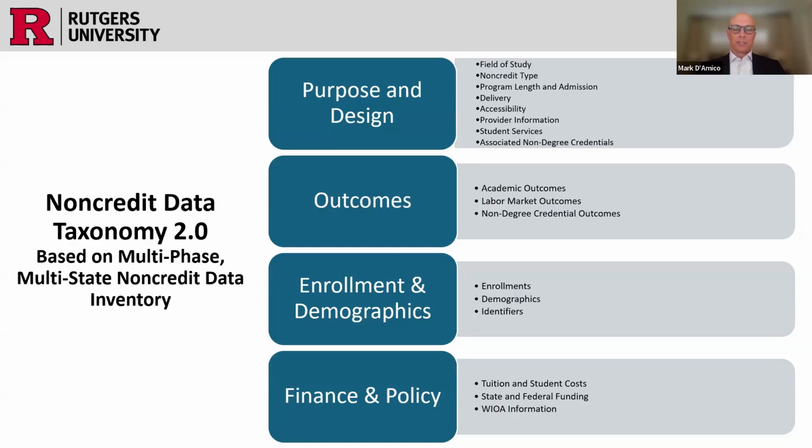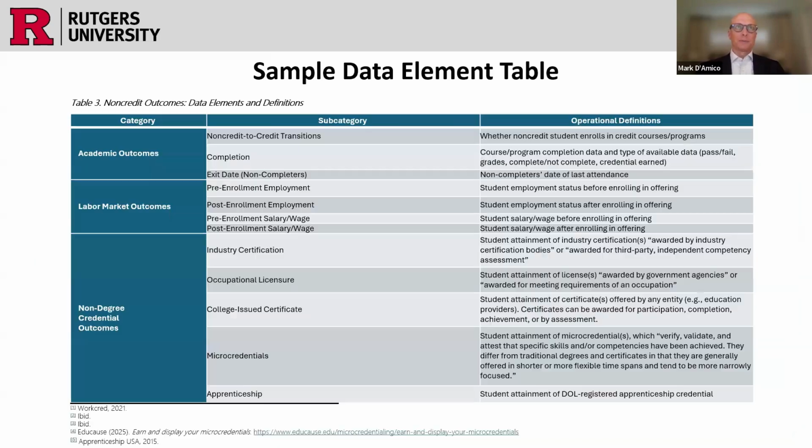And all the enrollment and demographics, which, if you come from the credit side of the house, seems like it would be normal that you'd have demographics on everyone, but actually we've seen really high levels of missingness, and that's not been uncommon in terms of student demographics. And then finance and policy, the tuition paid, the funding that supports these types of programs and such.